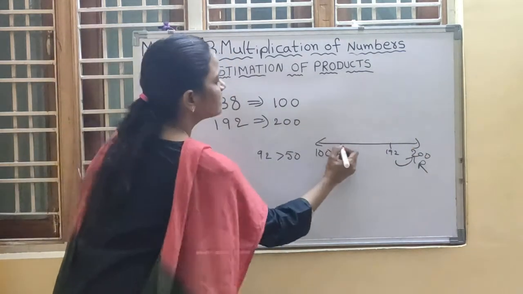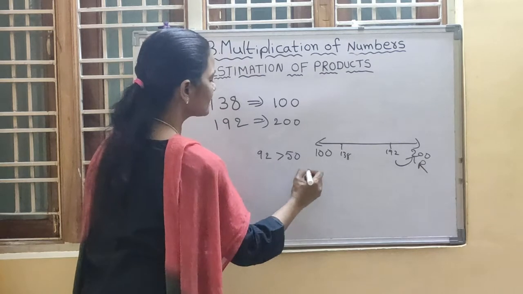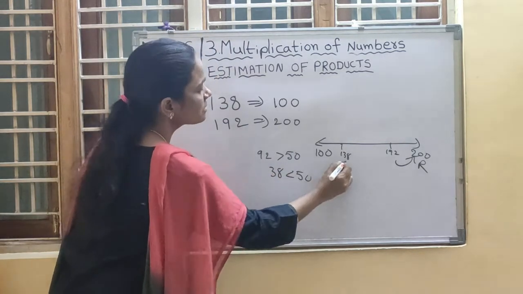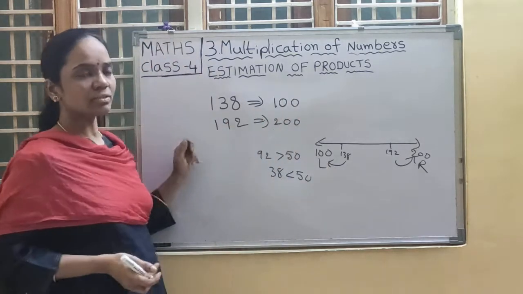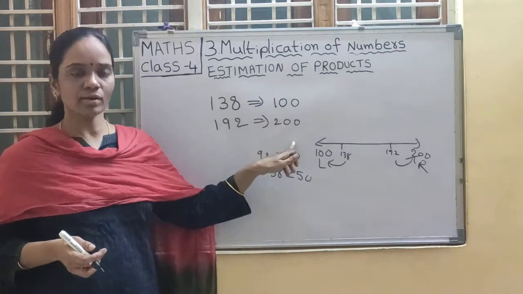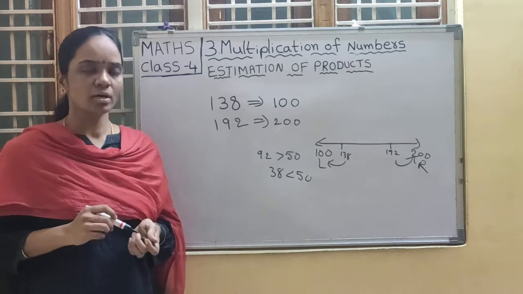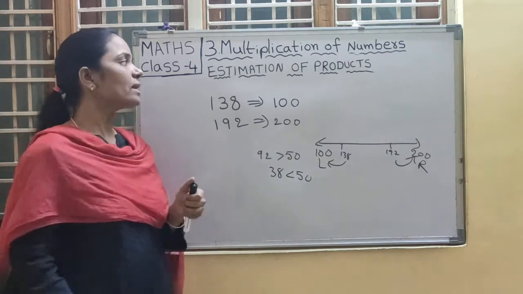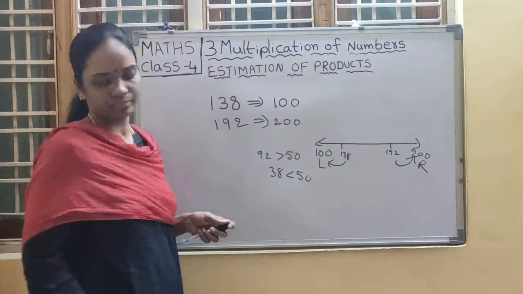Here 138: we have to check with 38. 38 is less than 50, so take the left side number. So these are the approximate values, rough values or estimated values. Shall we take one example now? We are taking estimation of products.